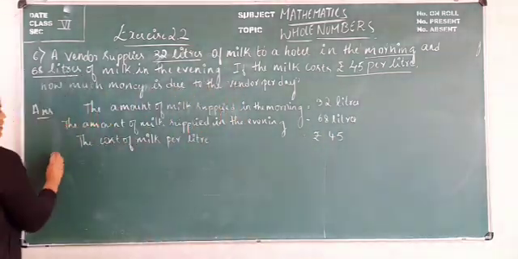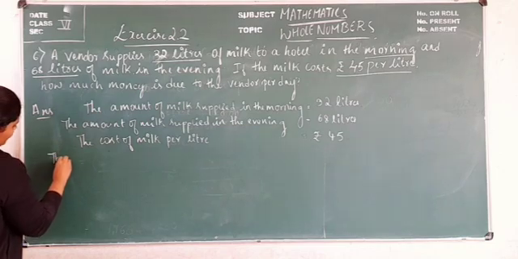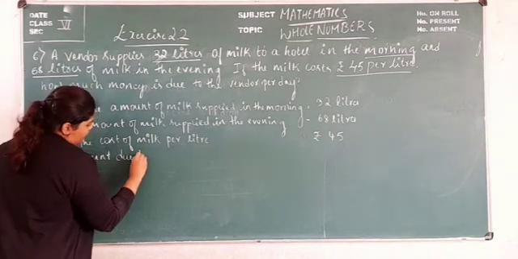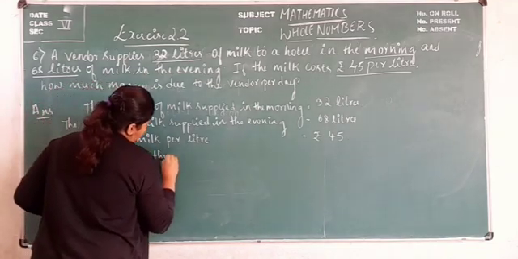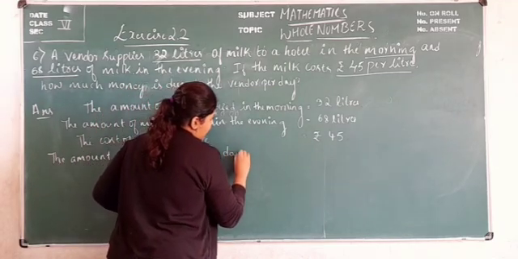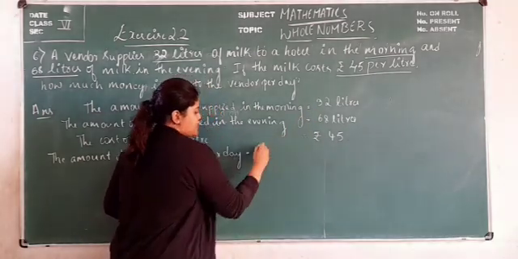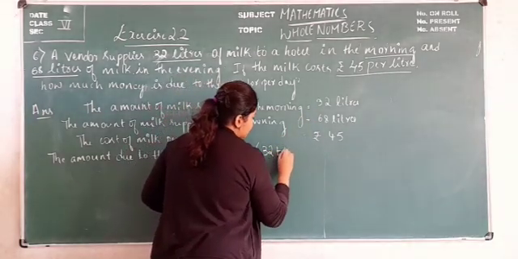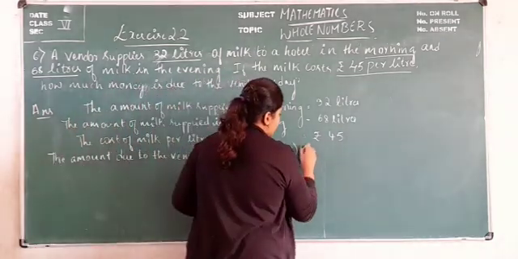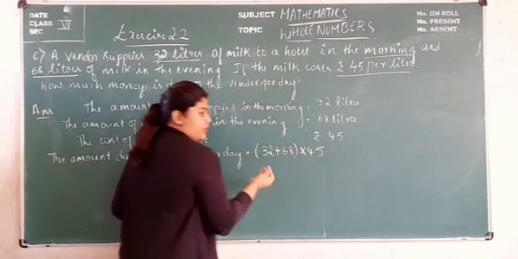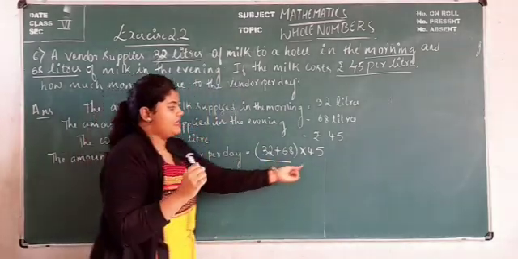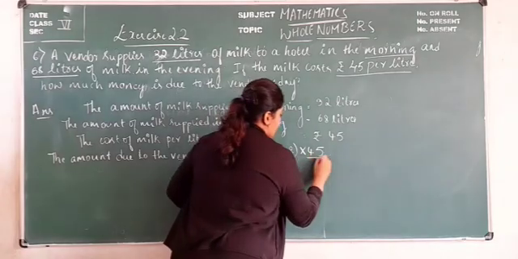So the amount due to the vendor per day is equal to, we will be adding these two, that is 32 plus 68, into cost of milk per liter, which is 45. So it is into 45. So now here also I can consider this 32 plus 68 as A. I will be considering this 45 as B.